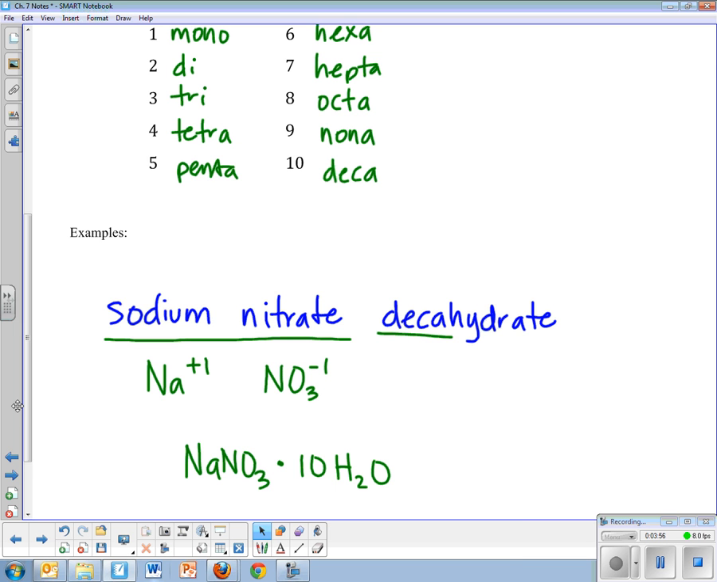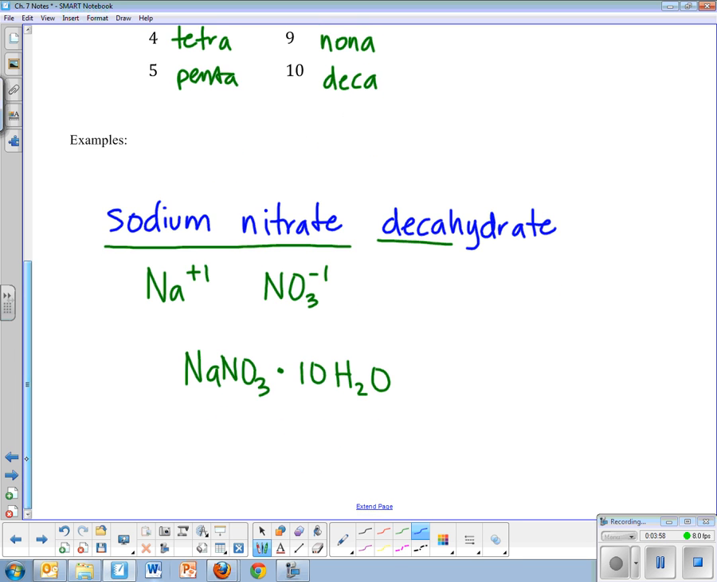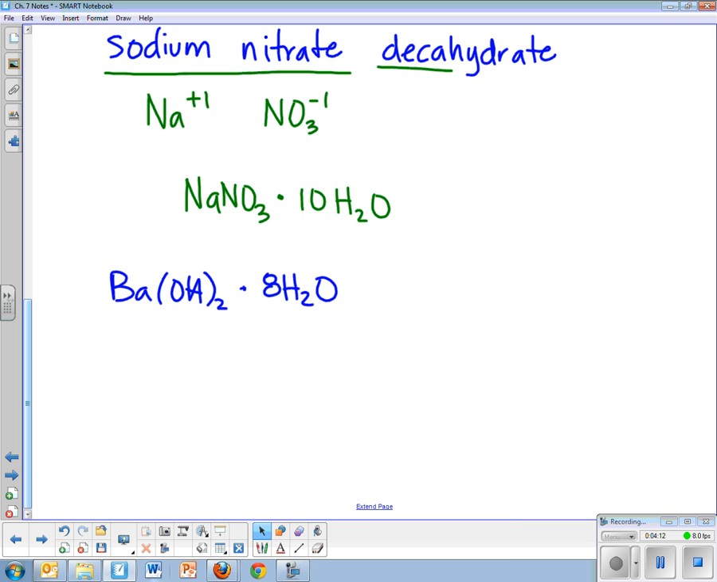So let's do one the reverse way. I'm going to give you a formula and let's try to write the name. So let's say we have Ba(OH)2, BaOH taken twice, and a little dot 8H2O. Okay. So first we name our ionic compound right here. So I like to split it apart.